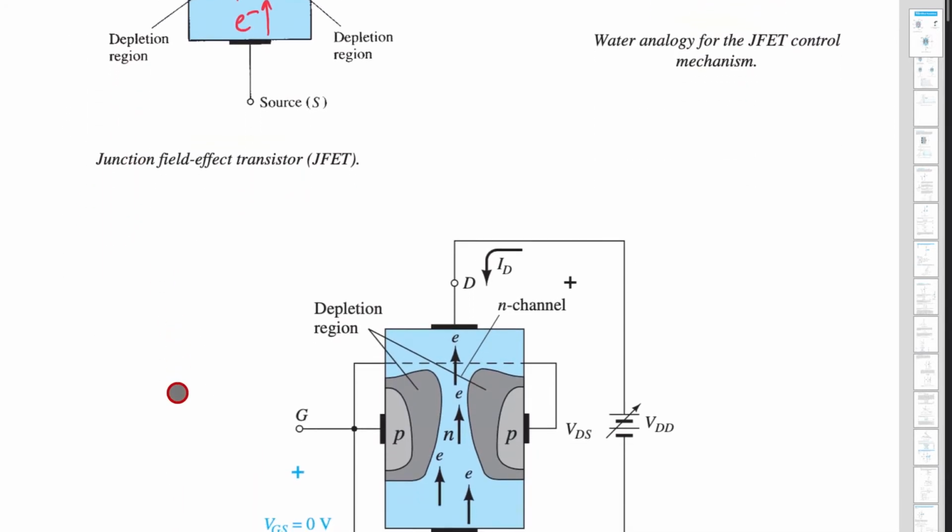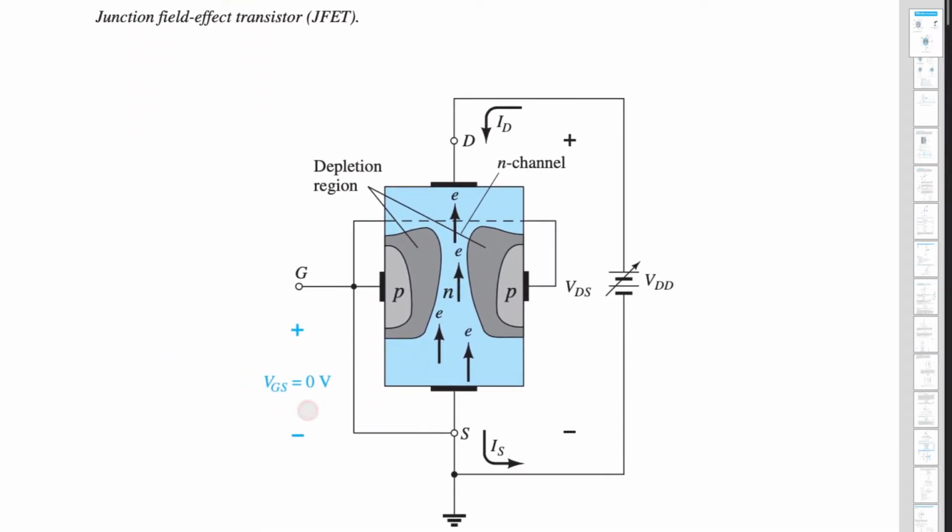Further, we'll analyze what will happen when we connect some potential difference between gate and source. In this example, we are not connecting any voltage source between gate and source. That is, we are short circuiting the gate and source, so that the potential is 0 here. So VGS is 0.